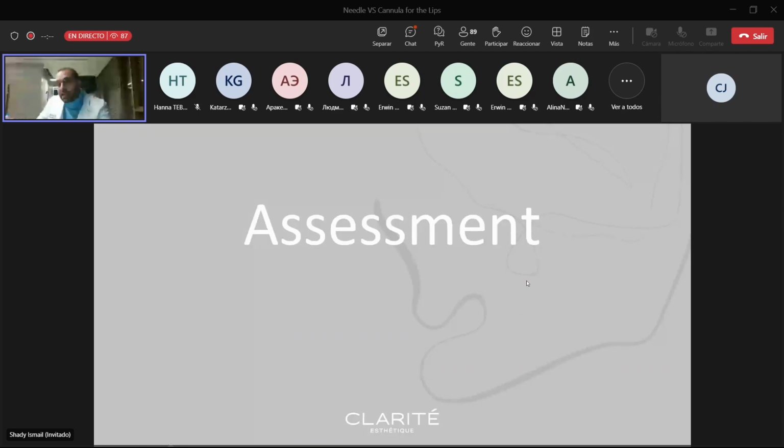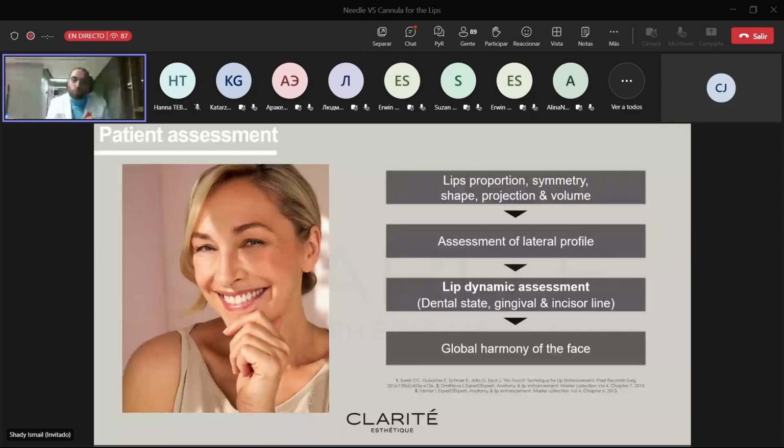Assessment. What should I do during assessment? I check the lips from the anterior view to check the proportion, which is the percentage between the upper and the lower lip. Is it the golden ratio, the diamond ratio? Mainly according to the ethnicity, the gender, the race. So it's either 1 to 1.618, 1 to 1.4, or in some races 1 to 1. Then I check the symmetry, the shape, the projection from profile view.